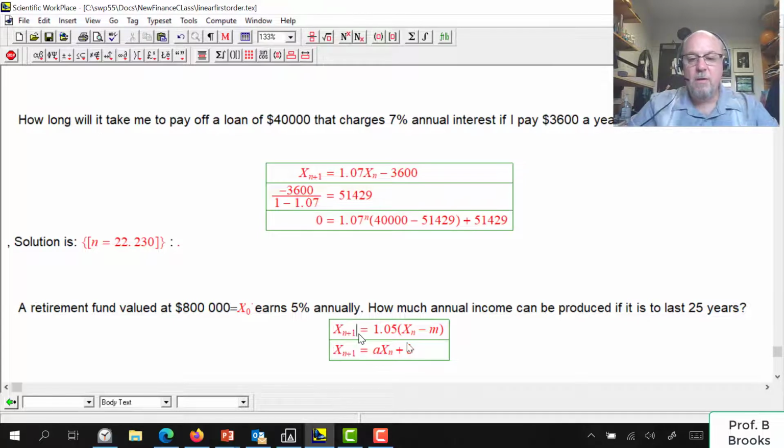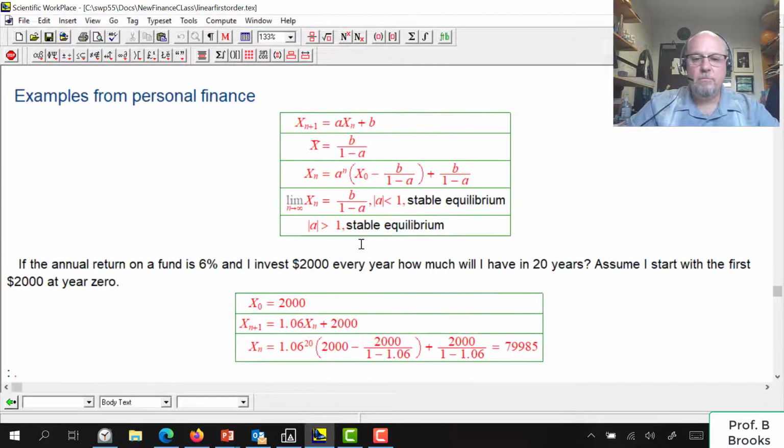So the X sub n then is before I take my money out first, and then the rest, the leftovers, the difference, that gets multiplied by the 1.05. That's what makes the interest. So now if I compare this, the A is still the 1.05. If there's an equilibrium, well, there is an equilibrium, it's an unstable equilibrium. But my B is going to be minus 1.05 M, where M is my annual income. So now let's get our solution to this.